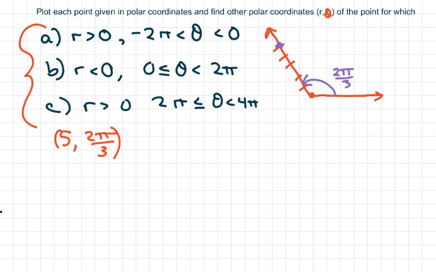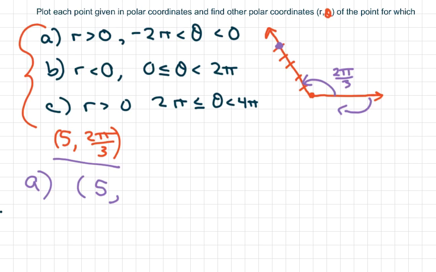Now we want the same point, but we want to write it differently. So it's going to be at the same location. We want our r to be positive, so it's already positive. So for A, we still have 5. But we need our angle to be between 0 and negative 2π. So that means going this way to get here. So what you're going to do is just subtract 2π.